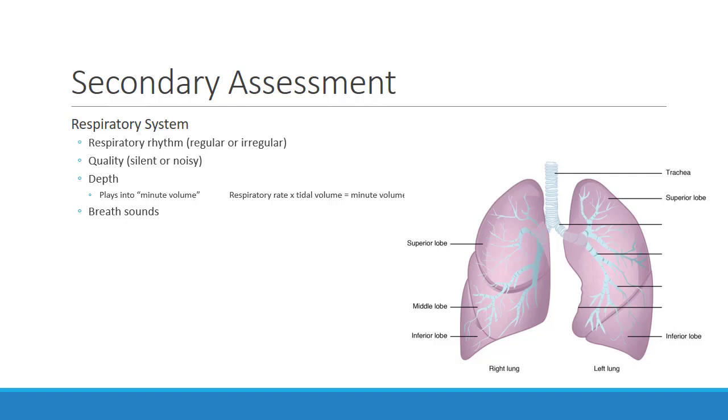When we look at pictures like this that are two-dimensional, we want to remember that the body is three-dimensional. So we not only have a front, we have a back, and we also have a side to the body. So we will listen to all parts of the lung. And then the right lung has three lobes, which are the superior lobe, the middle lobe, and the inferior lobe. And again, we'll listen to all sides of the body for those breath sounds.